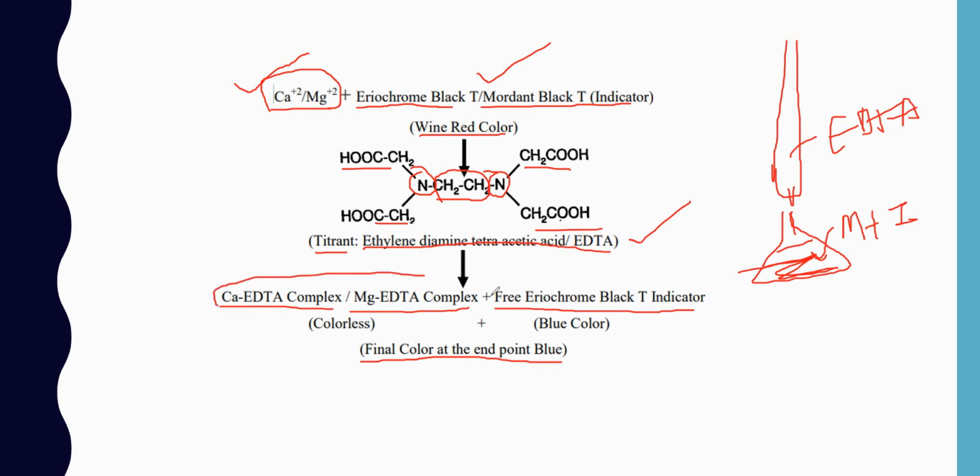So these complexes will form colorless, and this free indicator will have a blue color. So our solution will turn from wine red to blue. This is how the titration would turn, and this is how the indicator would work here. I hope this is clear.